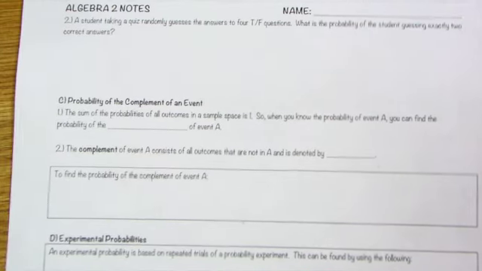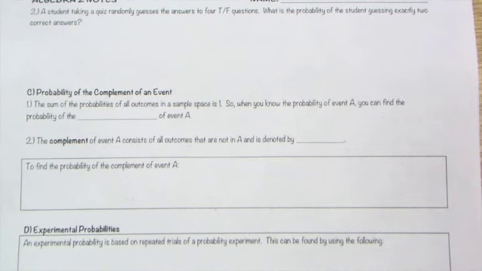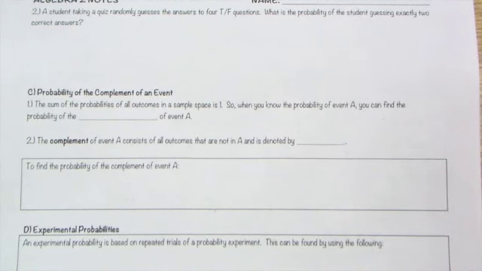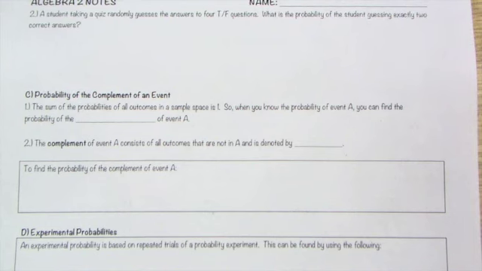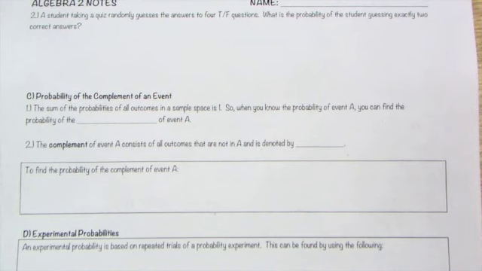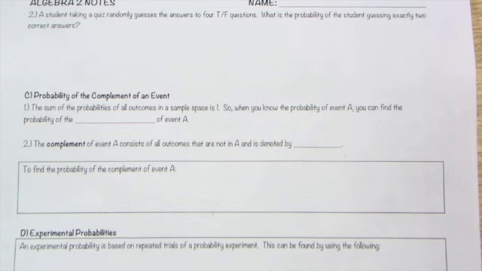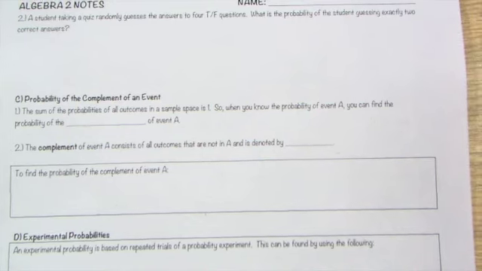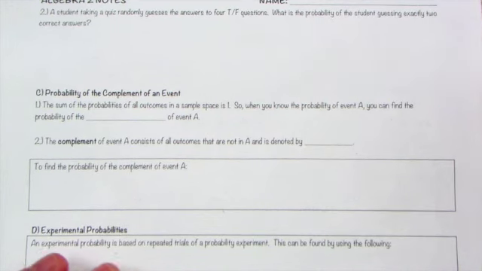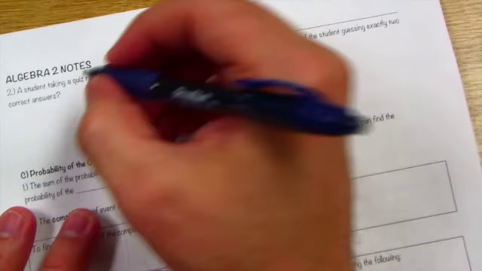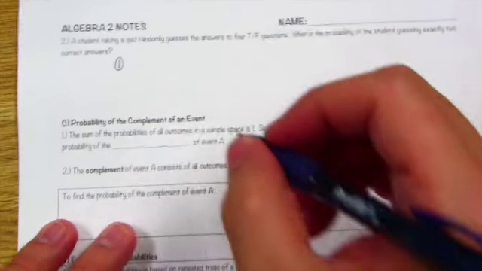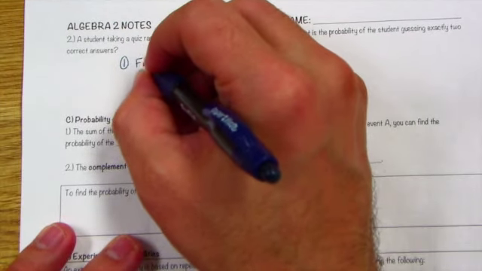On the back, here's another example. A student taking a quiz randomly guesses the answers to 4 true or false questions. What is the probability that the student gets 2 correct? So let's say you're closing your eyes and just circling random answers to 4 true or false questions, and you're wondering, what are the odds that I get 2 of them right? So what we have to do first, step 1, is find the sample space.